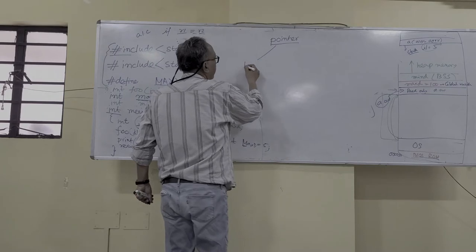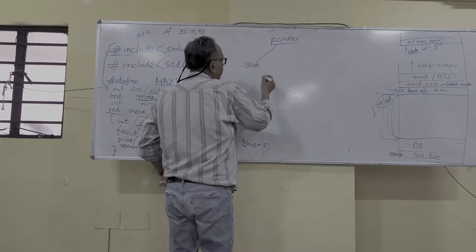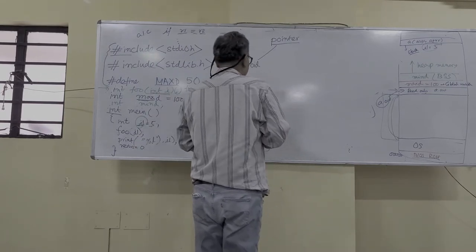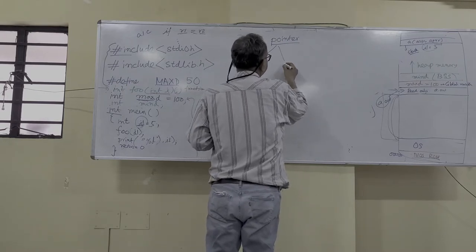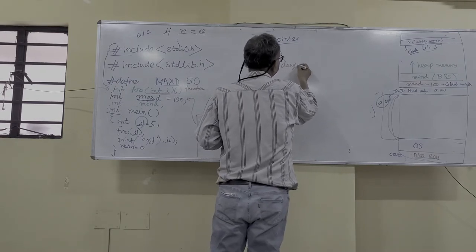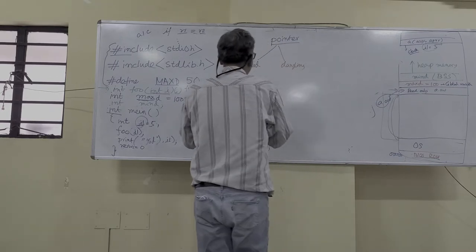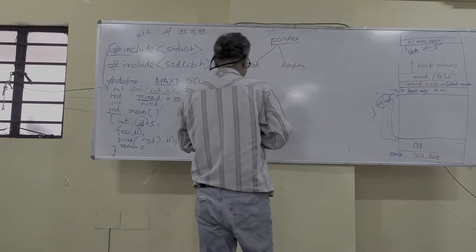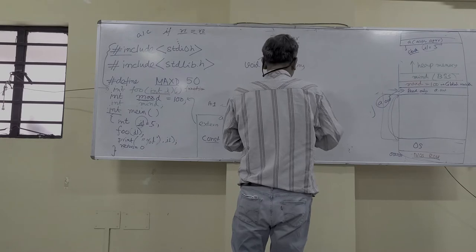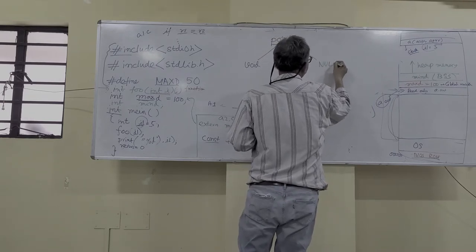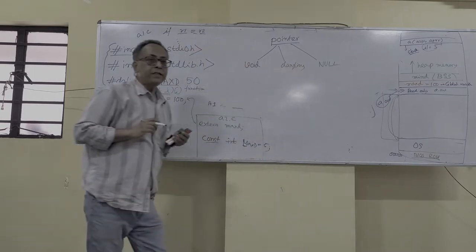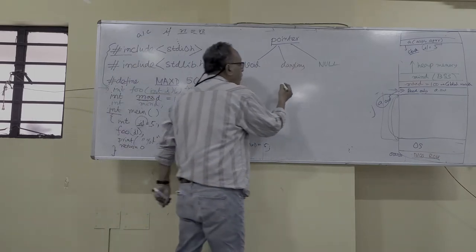Pointers are of types: void pointer, dangling pointer, and null pointer. Any other pointer? First of all, what is a void pointer? Have you all known malloc?